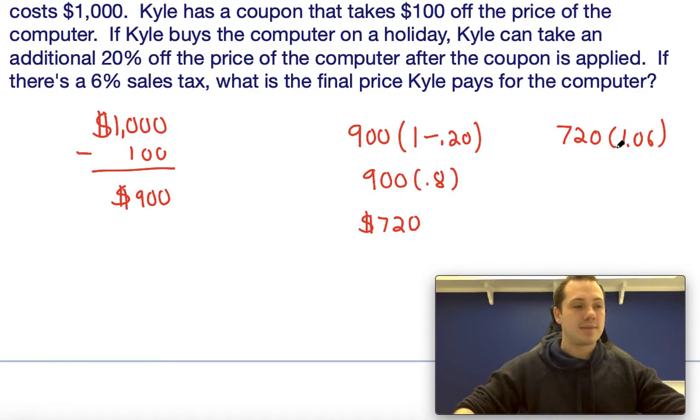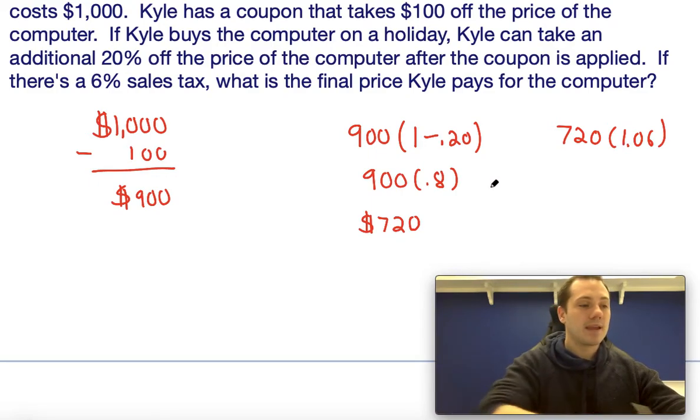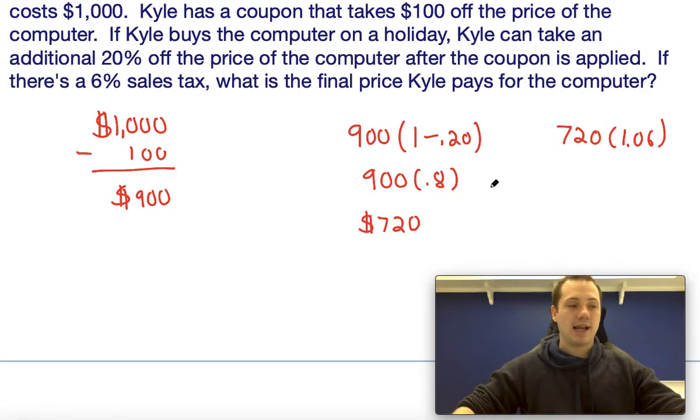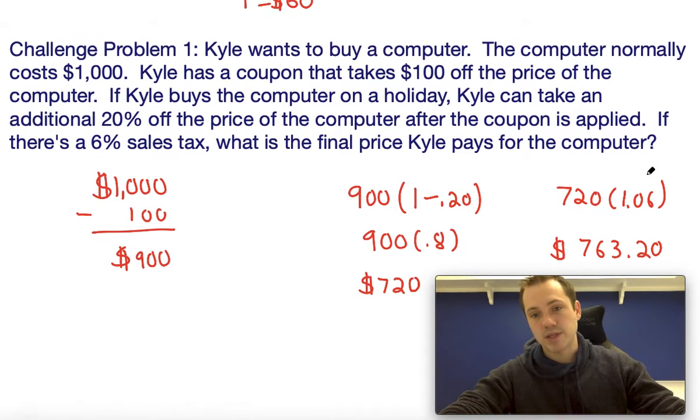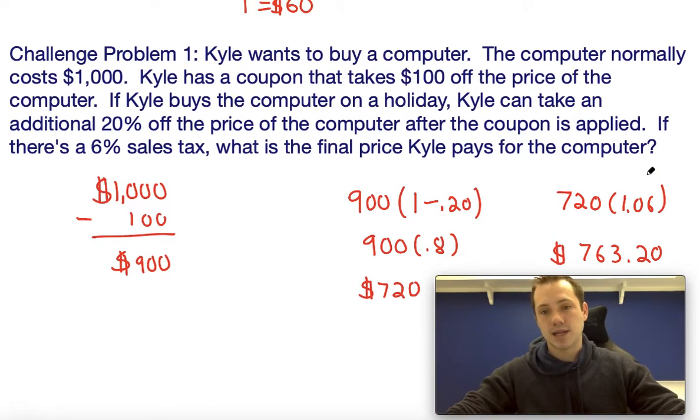And I'm just calculating that over here. And when we do that, we are going to find that the total cost that Kyle is going to end up paying is going to be $763.20. So that's going to be the cost to Kyle's credit card or debit card, or maybe he has cash.